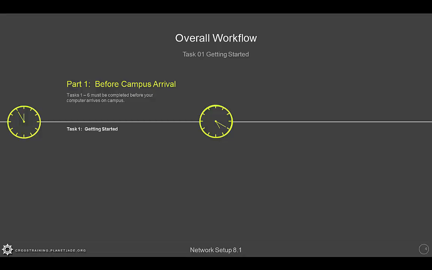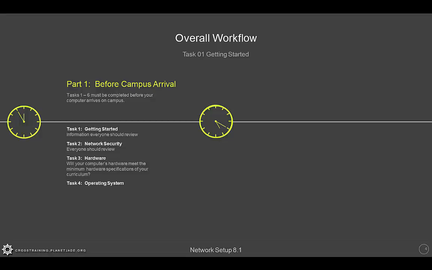So Task 1, which is getting started, is kind of what we're covering right now. Task 2 covers network security, and this is something that everyone should review. Task 3 is the hardware section, and the main question that the hardware section is trying to address is, will your computer's hardware meet the minimum hardware specifications for your curriculum?